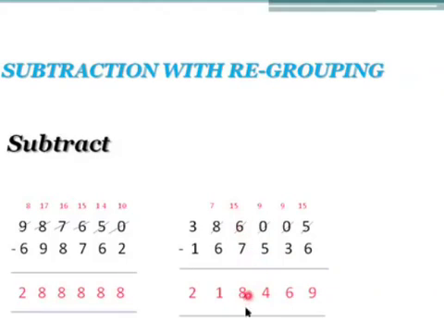5 minus 7, we cannot subtract. So what you should do is borrow from this number, then it will become 15. 15 minus 7 gives us 8. Then here 7 minus 6 gives us 1. 3 minus 1 gives us 2. So in this way you will subtract.